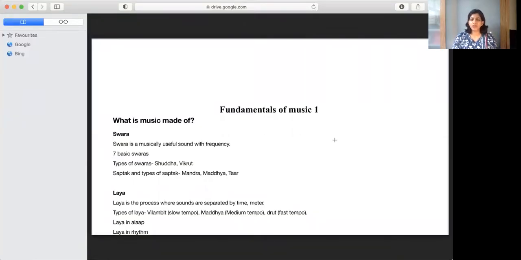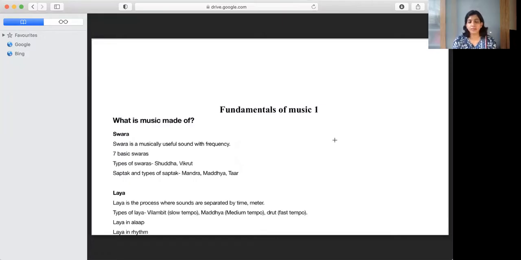So the first question that comes to our mind is when we think about Indian classical music or any Indian music or any music in this world, what is music made up of? And what are the two main ingredients which make music? So these two main ingredients are swara and laya. Laya is different from taal. We will understand it later how it is different.